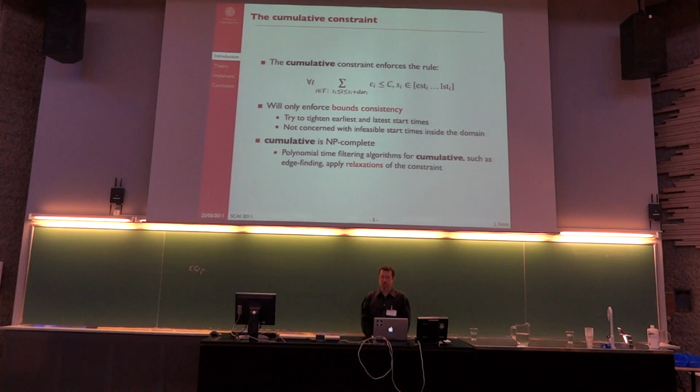So the cumulative constraint enforces the rule, essentially, that for every unit of time, the sum of the capacity requirements of every task that has been scheduled to execute at that time has to be less than or equal to the capacity of the resource. Now, this is NP complete. It's essentially like a bin packing problem. So we don't actually completely enforce the cumulative constraint. Instead, we have a series of filtering algorithms which are relaxations of cumulative. They are weaker than cumulative. They will remove some values which cumulative would theoretically also remove, but they won't get all of them.